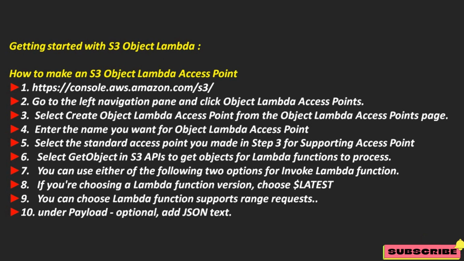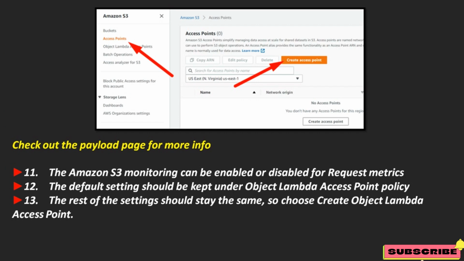If you want to know how to use ranges or part numbers with S3 Object Lambda, just understand the concept. To provide your Lambda functions with additional information, under Payload, which is optional, add your JSON text. As input for all Lambda functions originating from a particular S3 Object Lambda access point, you can pass a payload. You can customize the behavior of Object Lambda access points that invoke the same Lambda function by configuring payload parameters with different values. Check out the payload page for more information.